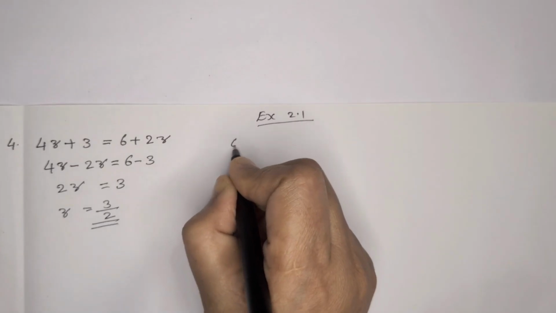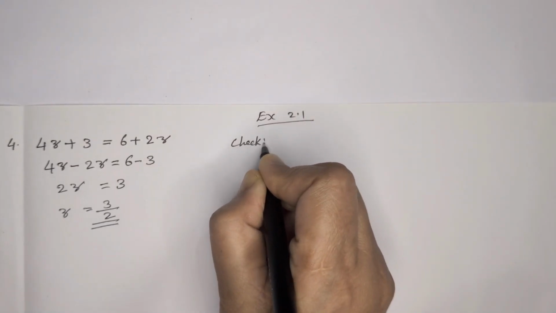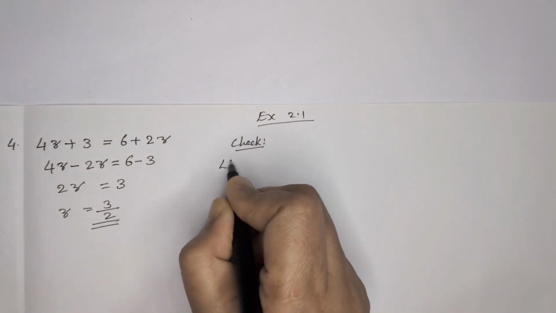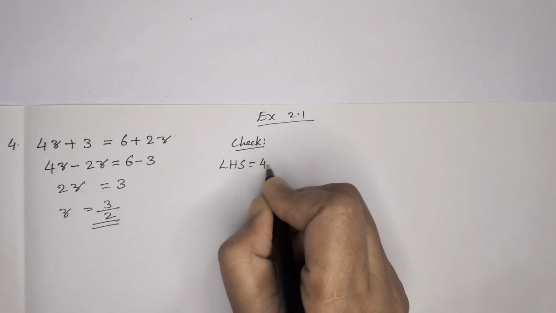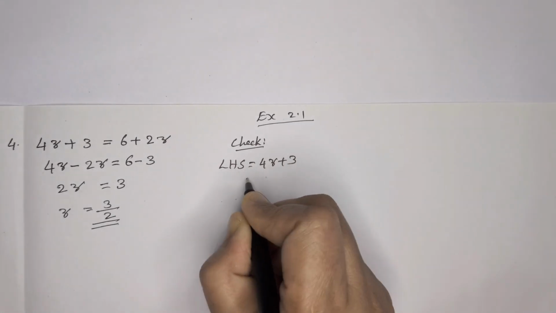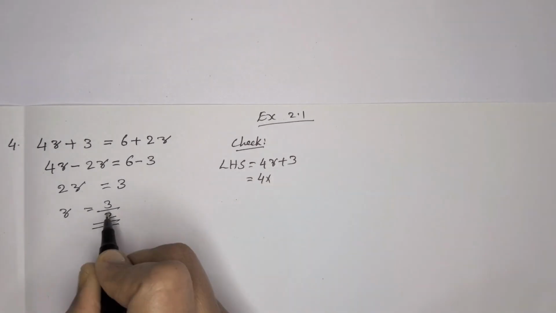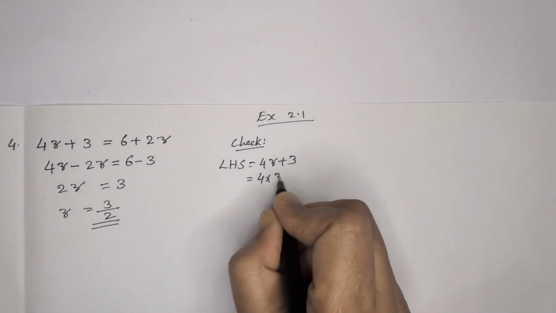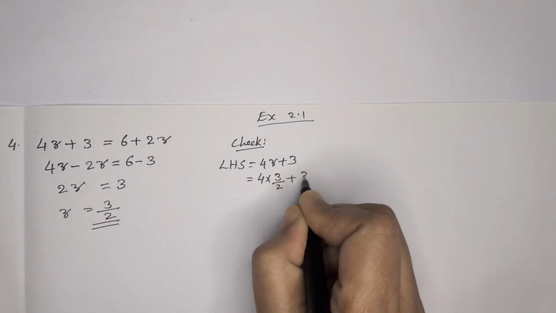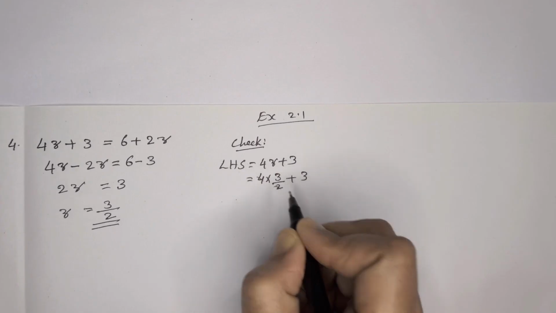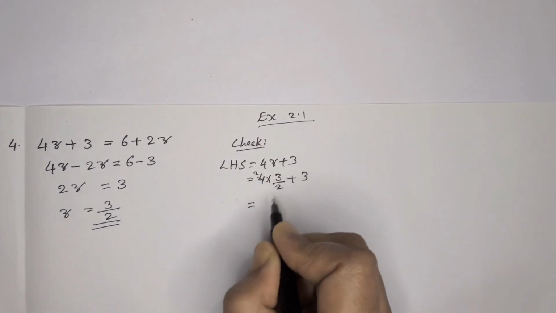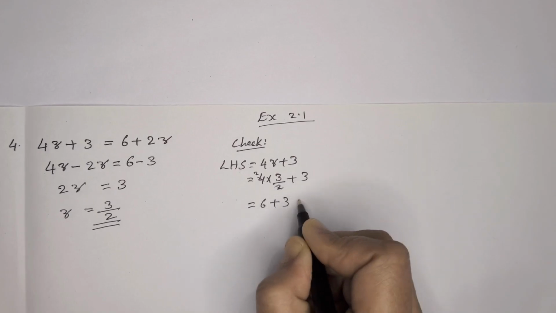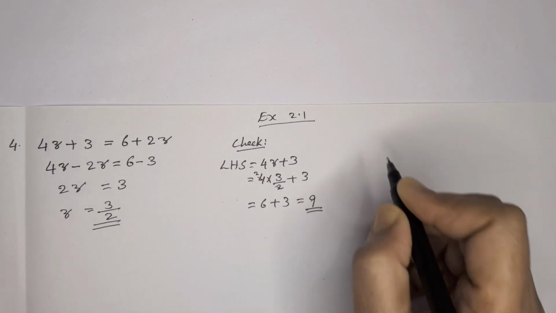Now to check. LHS, 4z plus 3, which is equal to 4 into z, 3 by 2, plus 3. We can cancel 4 and 2 by 2. So 2 into 3, 6, plus 3 is equal to 9.